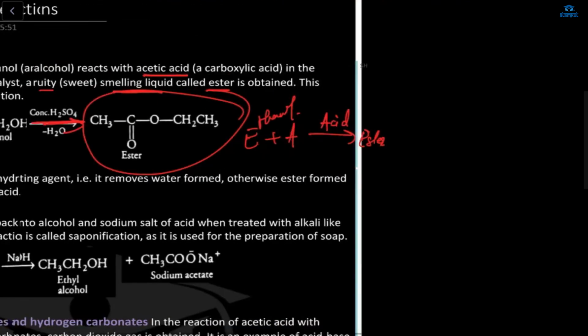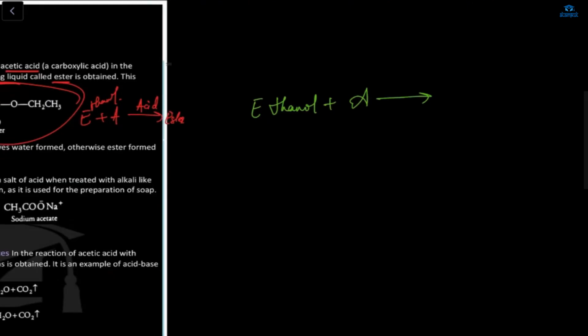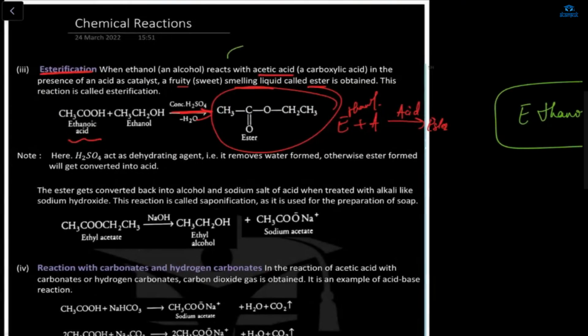Okay, so what is esterification? Rudra, what is esterification? Safia, Roshni, what is esterification? What will combine with what? Ethanol will combine with acetic acid, and with the acid as a catalyst, it will form ester. So this is your esterification.